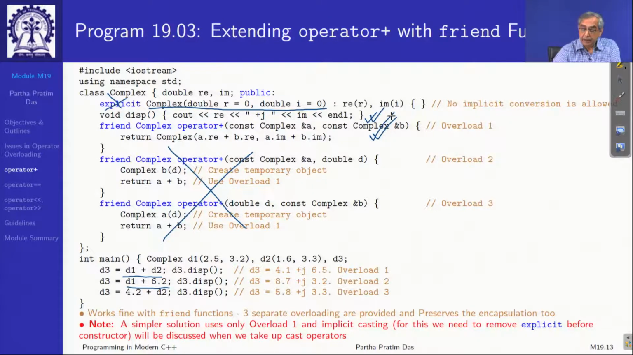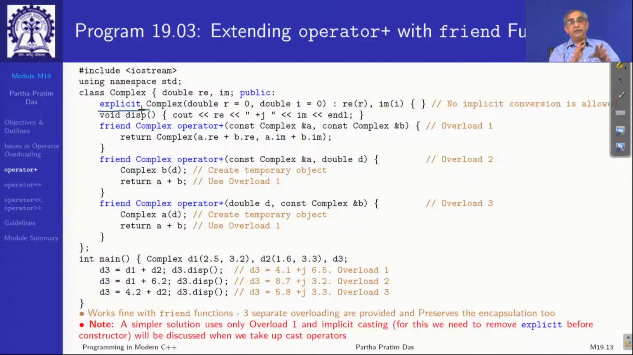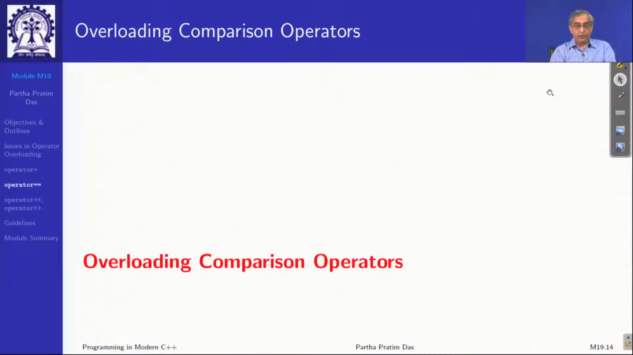When I make the constructor explicit, I actually stop all of these irritating silent conversions from happening, and I exactly know what are the data types that I am going to add through my operator. Right. So, the friend operator function really provides a good solution.